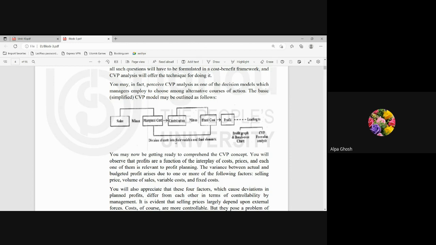So any deviation of cost into their variable or fixed cost, of course, will bring a change in the total cost. If here your fixed cost changes, your profitability will change. If here your marginal cost changes, then it is going to affect your contribution. Again, this is your variable cost.